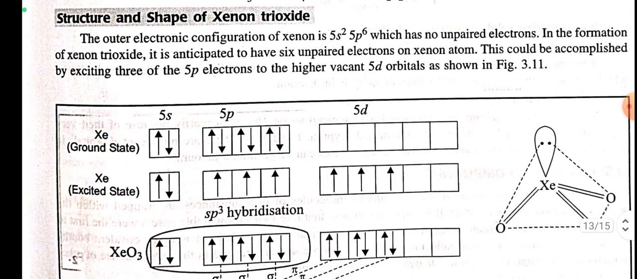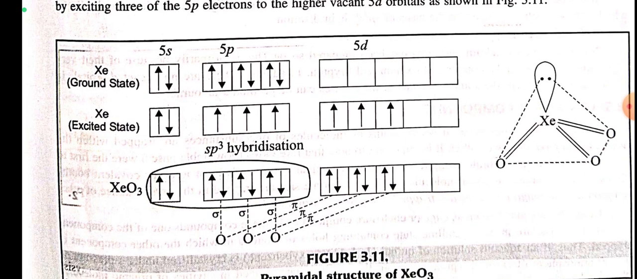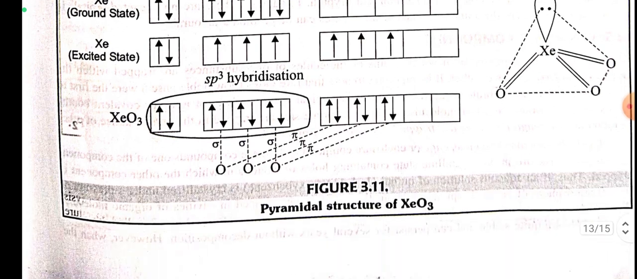Structure and shape of xenon trioxide. The outer electronic configuration of xenon is 5s2 5p6, which has no unpaired electron. In the formation of xenon trioxide, it is anticipated to have 6 unpaired electrons on the xenon atom. This could be accomplished by exciting 3 of the 5p electrons to higher vacant d orbitals.